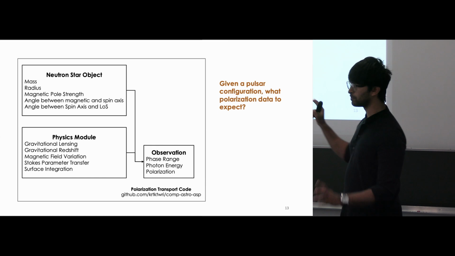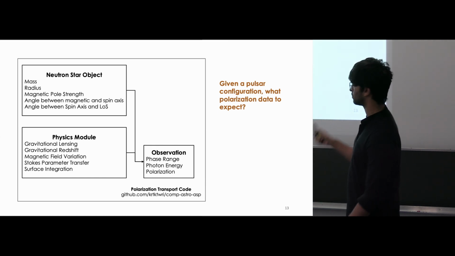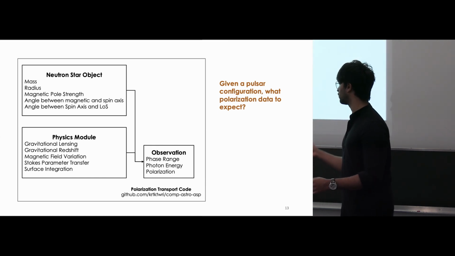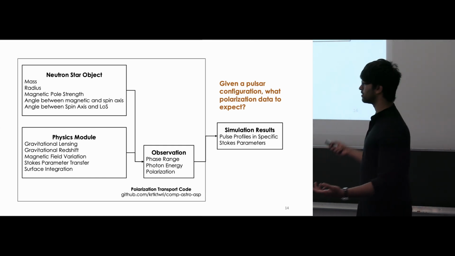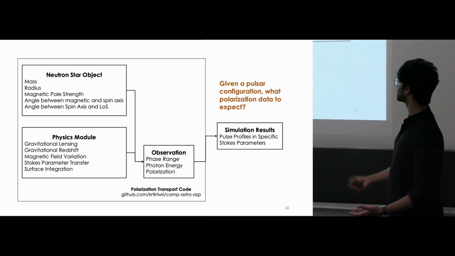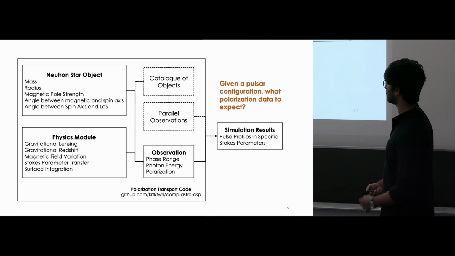And then you can define an observation, a virtual observation of some kind. So what is the phase range that you want to look at? What photon energy, what polarization filter have you stacked onto it? And it gives you the simulation results, which are essentially pulse profiles and specific polarization filters.